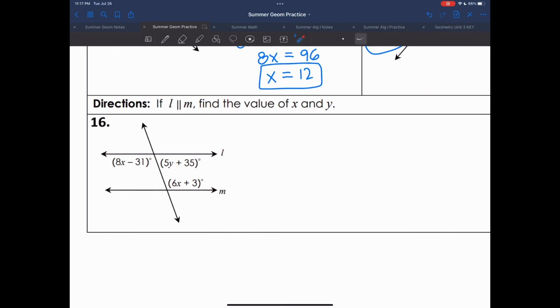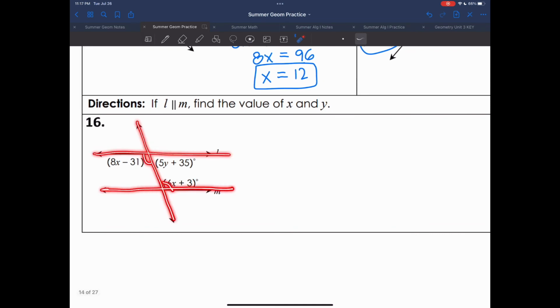If you look where your x variables are, there's one right here, and there's one right here. Let's see if we can make an equation involving those two. Here's our transversal. They are on alternate sides of it, or opposite sides, and they're on the interior. So since they're alternate interior, I know that they're congruent, which means I can set this equal to this. That's the first thing I would do here. I'm going to do 8x minus 31 equal to 6x plus 3.